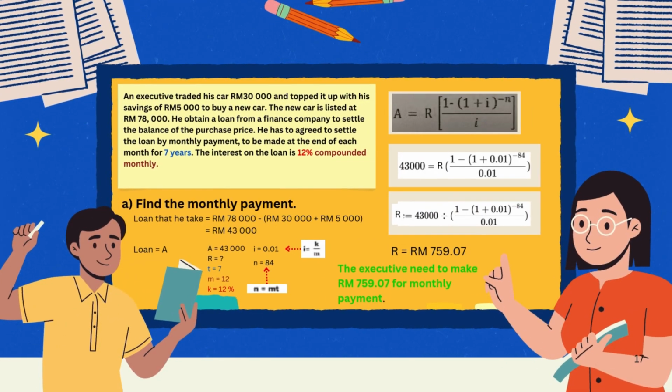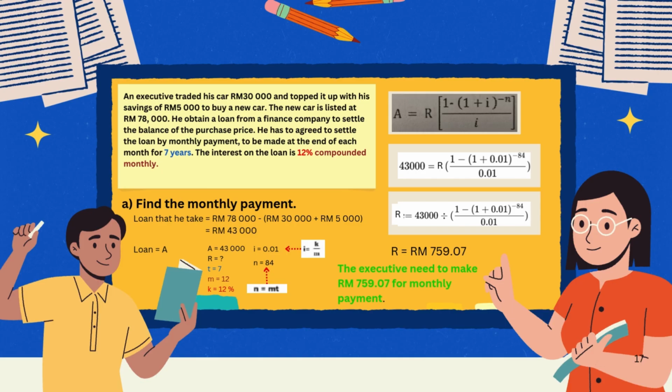Okay guys, we will move to question A. Find the monthly payment. So we know that 70,000 ringgit is the price of the new car. So we list 70,000 ringgit minus 30,000 plus 5,000, the amount that we get from his savings and his old car. So we will get 43,000. So we will need to use the formula A equal to R bracket 1 minus bracket 1 plus I close bracket to the power of negative n, divided by I.